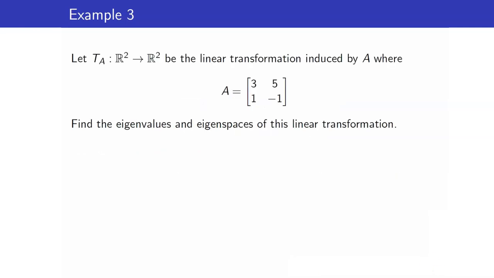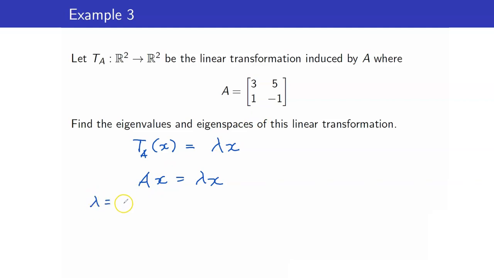Let us find the eigenvalues and eigenspaces of this linear transformation. This is the linear transformation induced by A. Since we are solving for the eigenvalues, we want to find all x such that T_A of x is equal to lambda x. But T_A of x by definition is A times x. What is this saying? This is just telling us that the eigenvalues of this linear transformation are precisely the eigenvalues of your matrix A. We already found the eigenvalues of this matrix in our previous video lecture.